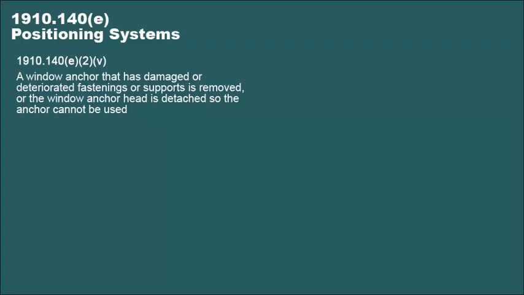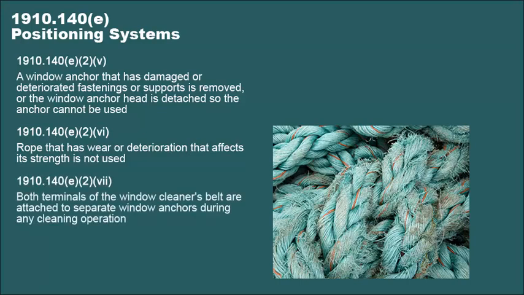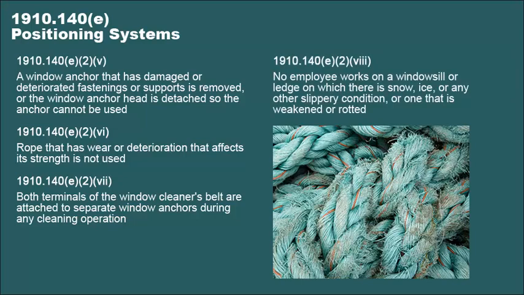A window anchor that is damaged, has deteriorated fastenings, has supports removed, or has the window anchor head detached so the anchor cannot be used, should not be used. Rope that has wear or deterioration that affects its strength should be taken out of service. The terminals of both window cleaners' belts are attached to separate window anchors during any cleaning operation. Windowsills with inclement weather such as snow and ice, any slippery conditions, and any weakened or rotted sills shall not be worked on by employees.